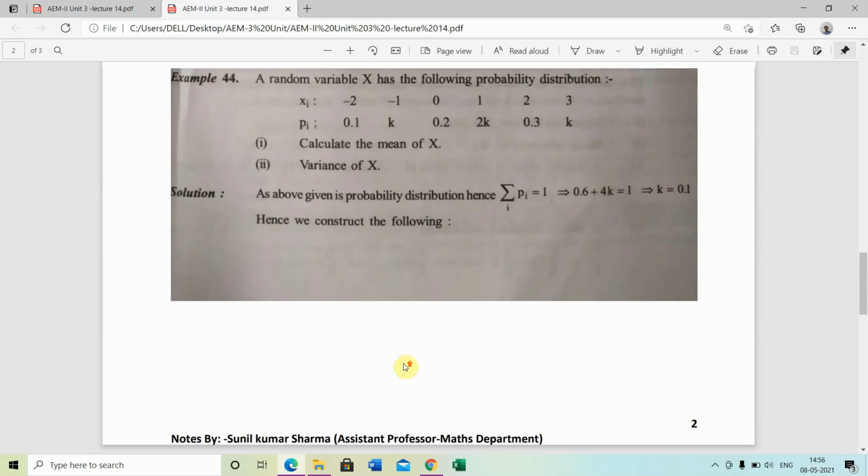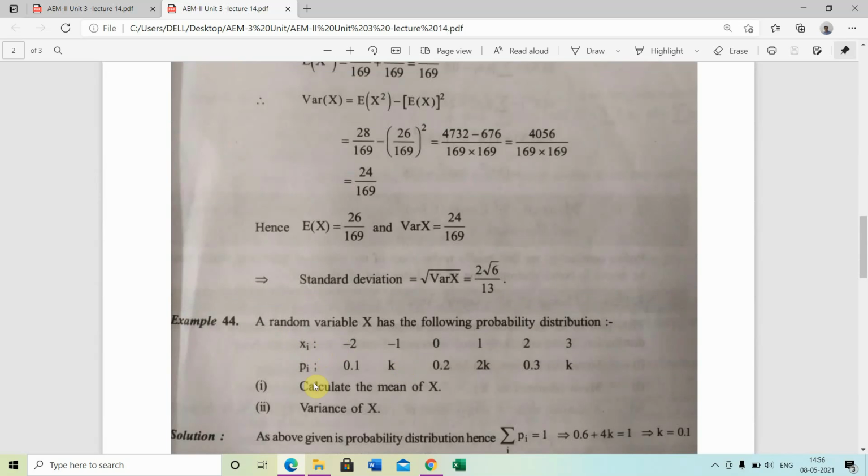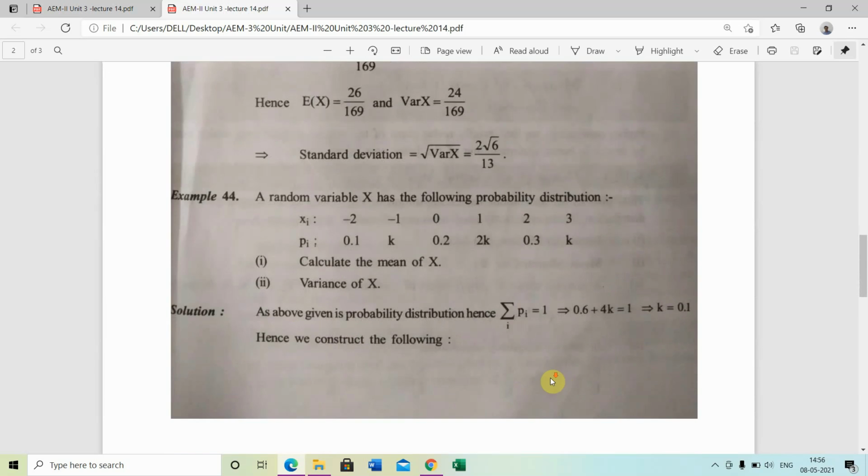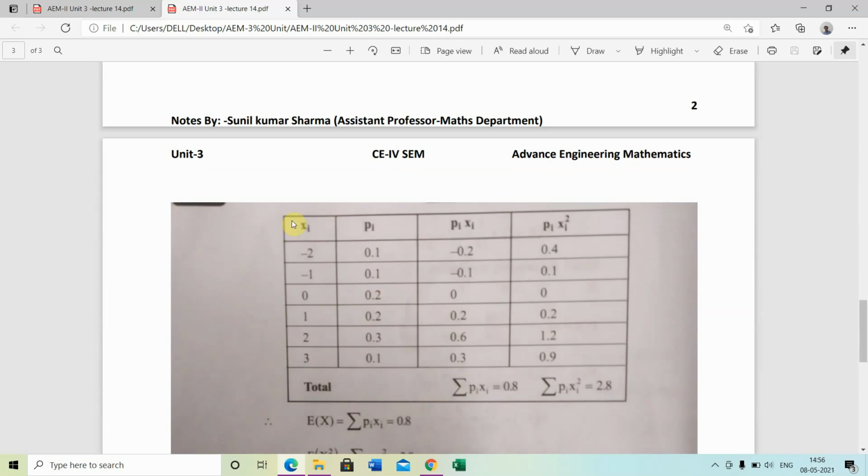So we will solve the second question. In this one, xi and pi are given, and we calculate the mean of x and variance of x. First of all, we find the value of k, summation pi equals 1. Next we construct this table. In this table we take the columns xi, pi, pi xi and pi xi², and we get summation pi xi 0.8, summation pi xi² 2.8.